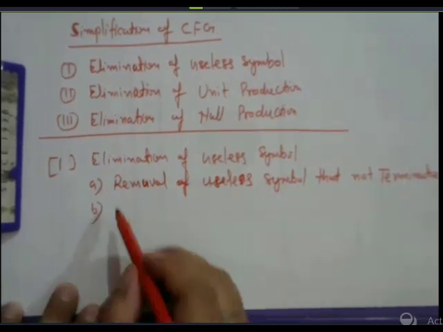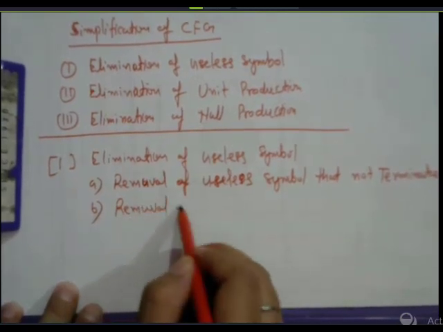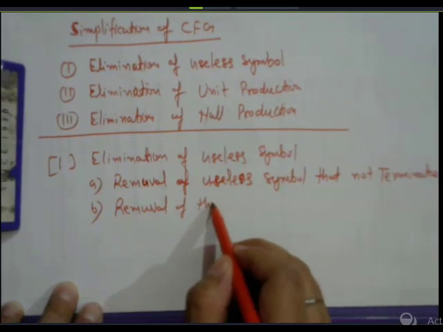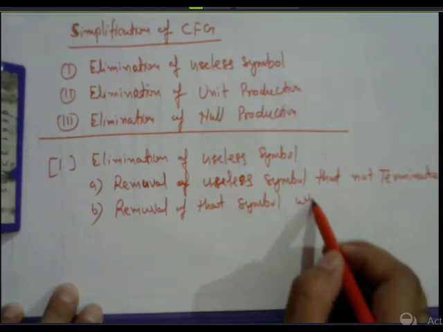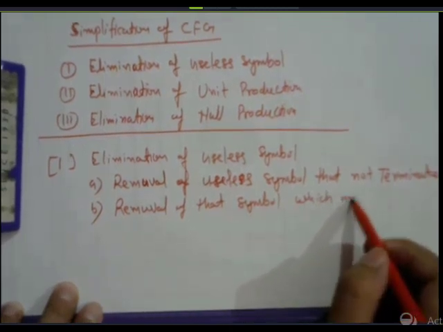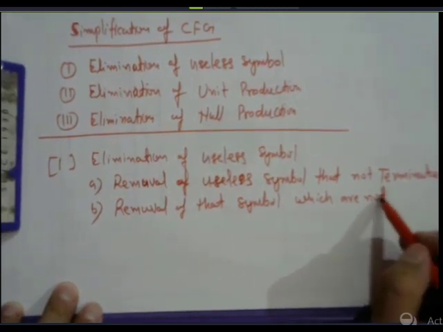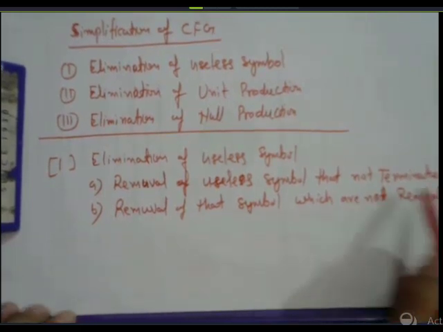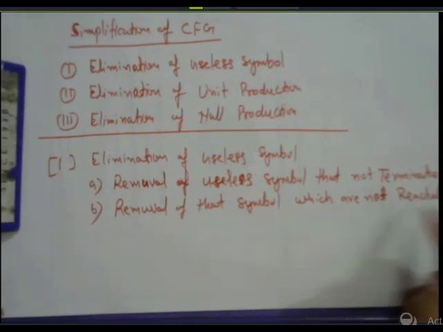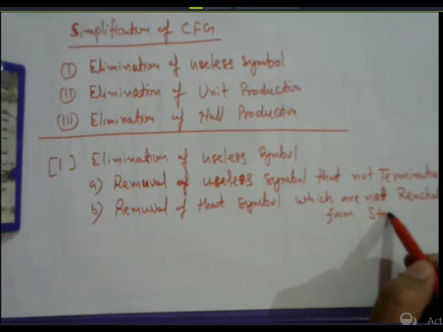Second is removal of that symbol which is not reachable. Means starting from the starting state, the symbols which are not reachable from the starting symbol S.